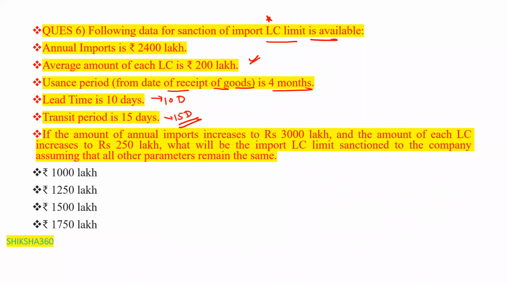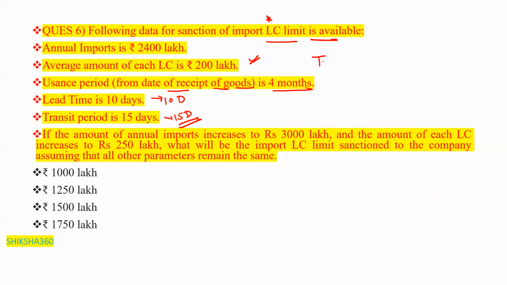So if the amount of annual imports increases to rupees 3000 lakh and the amount of each LC increases to 250 lakh, what will be the import LC limit sanctioned to the company, assuming all other parameters remain the same?